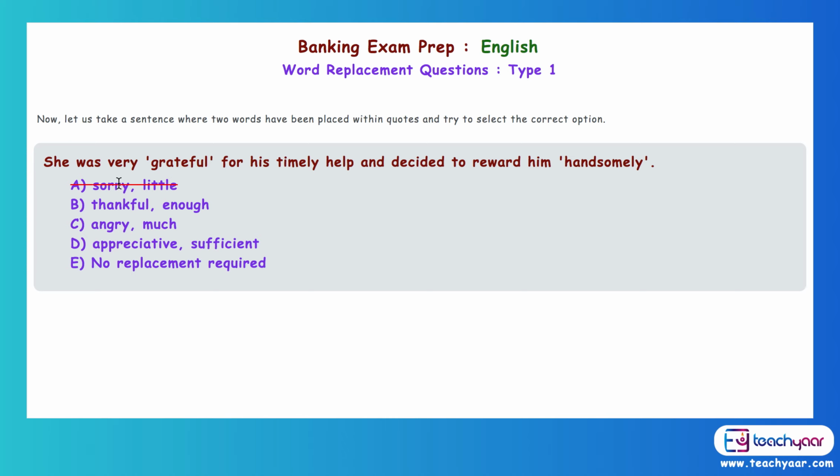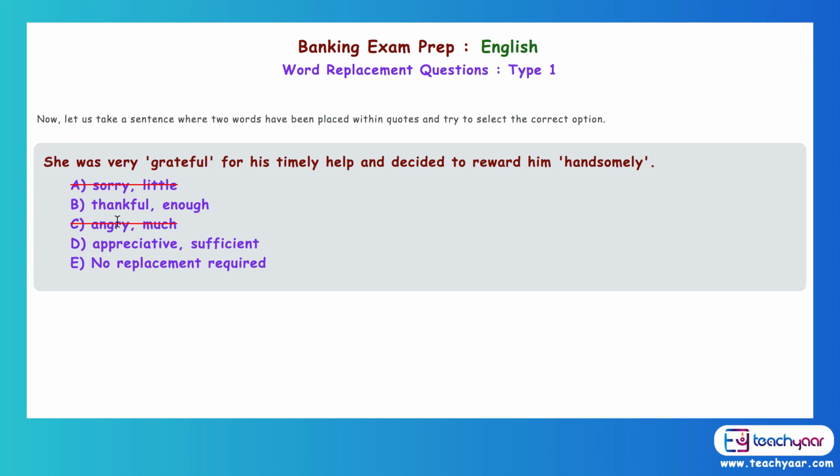It means the same. But what about C? Angry. She was very angry. When somebody helps you, you're not angry. So C is not the option. She was very appreciative. Appreciative is good because it means something like grateful. You appreciate when somebody helps you. So that is okay. And we have no replacement required. So we have 3 options left. Let us move on to the second word, handsomely. So we take option B.